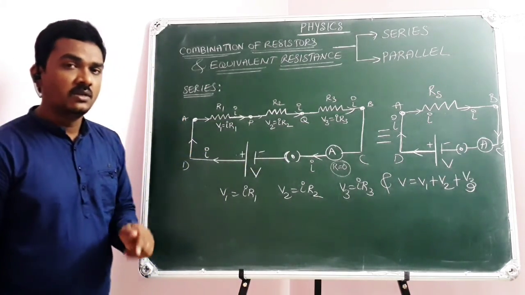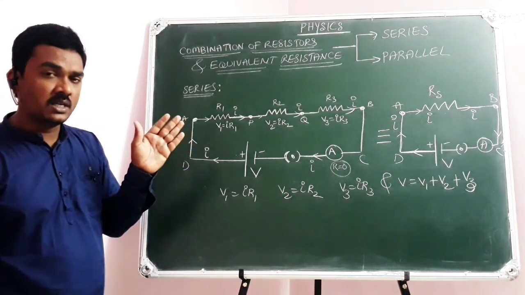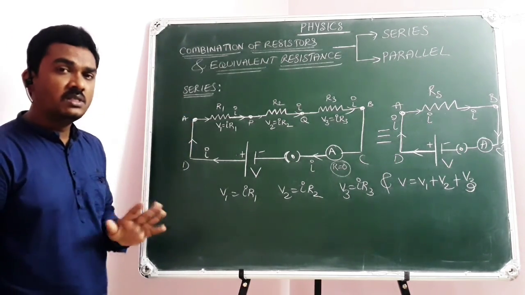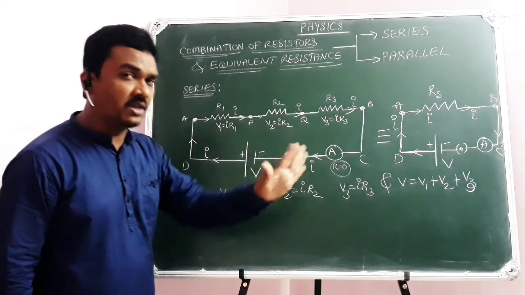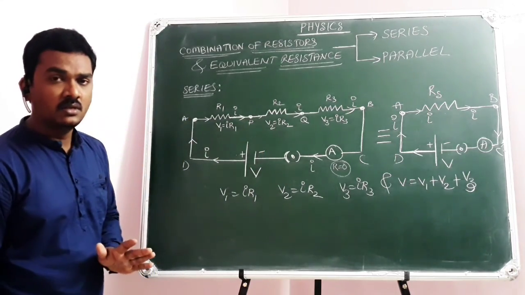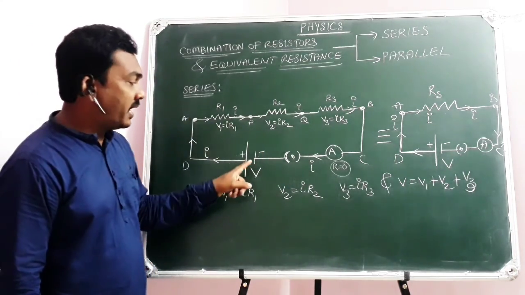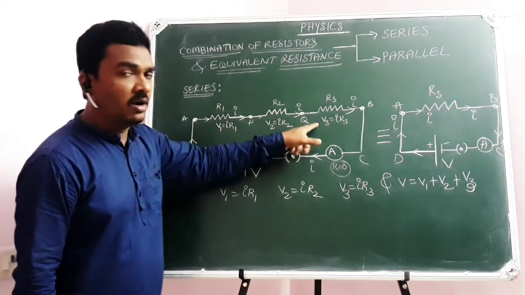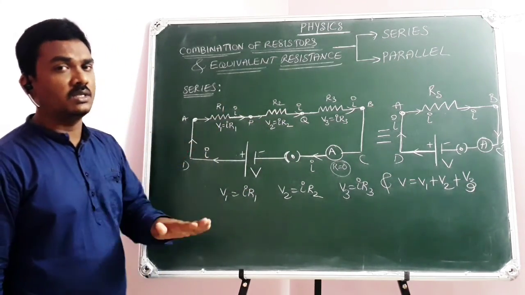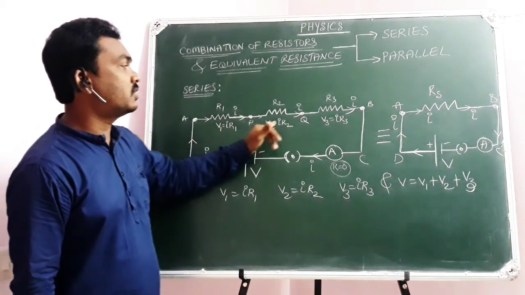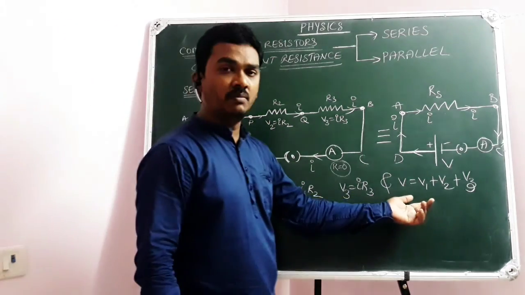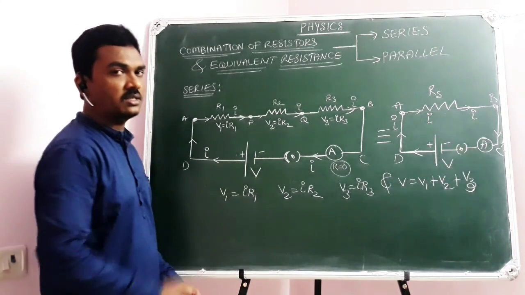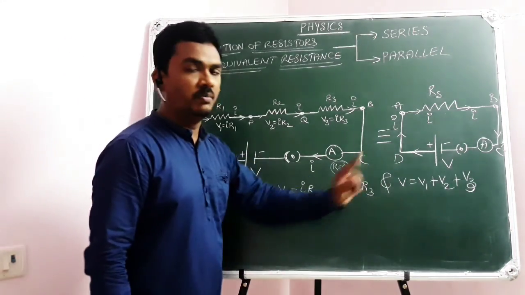I repeat, when two or more resistors are connected in an electric circuit in series combination, the same current will flow through every resistor which is in series. But the applied voltage will be distributed among all the resistors in series. That's why V equal to V1 plus V2 plus V3. Even this equation can be proved by KVL. You have learned already. I have written it in the last explanation. That can be proved even.